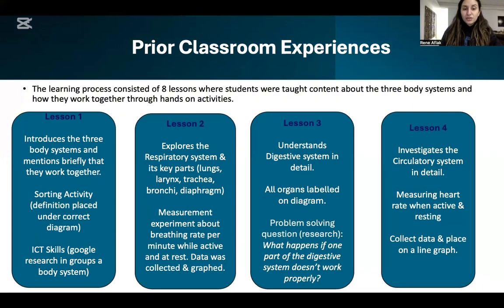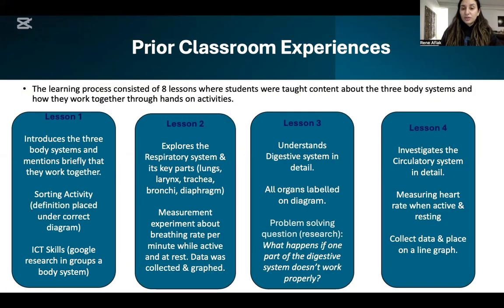Lesson 2 focuses on exploring the respiratory system and its key parts, which include the lungs, larynx, trachea, bronchi, diaphragm. A measurement experiment about breathing rate per minute while active and at rest was used within Lesson 2. Data was collected and graphed.